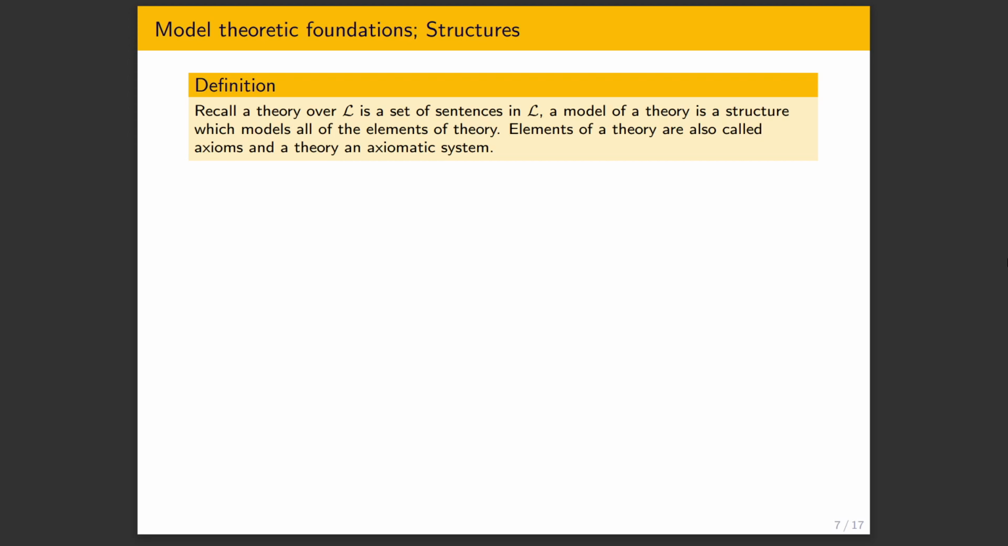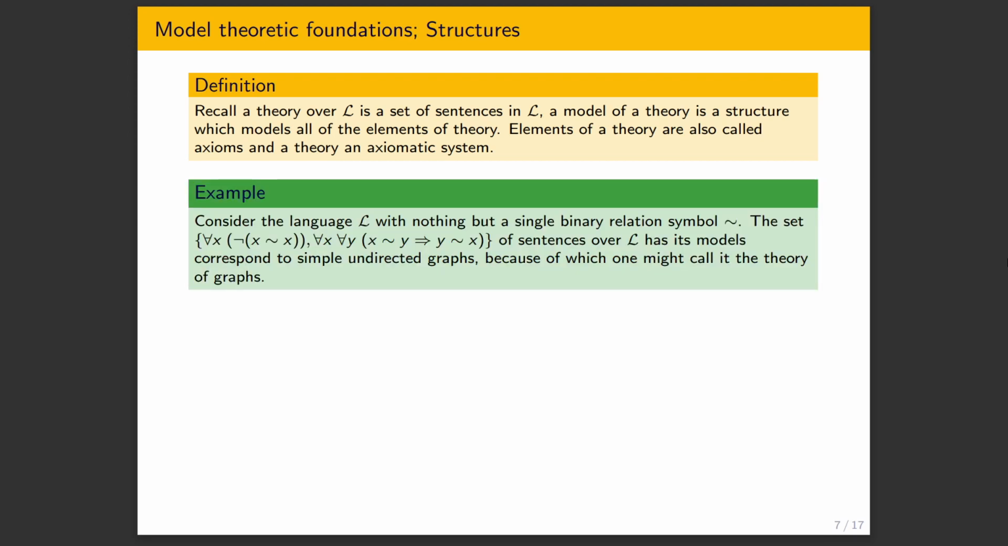And again, theory is also called axiomatic system. Maybe that clears up a little bit of what's going on. And now we're going to have some examples that I think might help. So the first example: a language needs to have operation symbols, constants, and relation symbols, but it can have none of them.